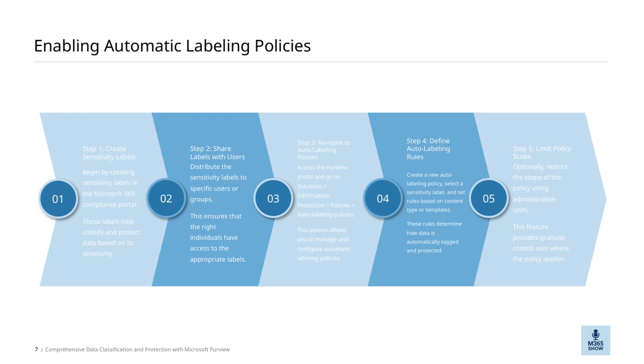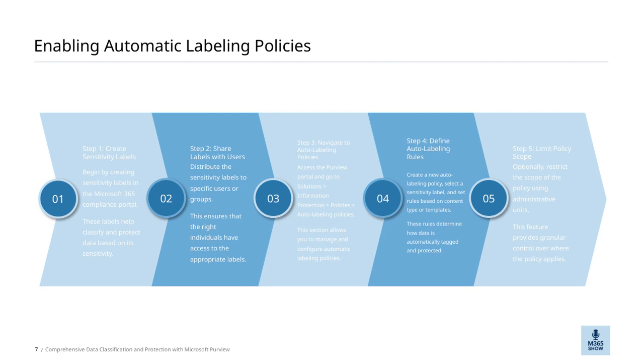Now, let's look at how we can enable automatic labeling policies. First, you'll start by creating sensitivity labels within the Microsoft 365 compliance portal. These labels are crucial because they help us classify and protect our data based on how sensitive it is. Next, it's important to distribute these labels to the right users or groups. This way, only authorized individuals have access to specific labels, ensuring proper data handling and protection.